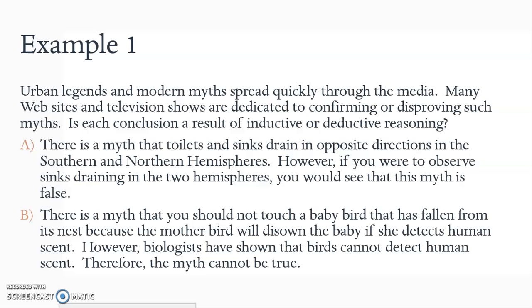So in part A, it says there is a myth that toilets and sinks drain in opposite directions in the southern and northern hemispheres. However, if you were to observe sinks draining in the two hemispheres, you would see that this myth is false. Now they want you to do an observation. That means that this is inductive reasoning because you're not taking a fact, you're taking an observation. So part A is inductive reasoning.